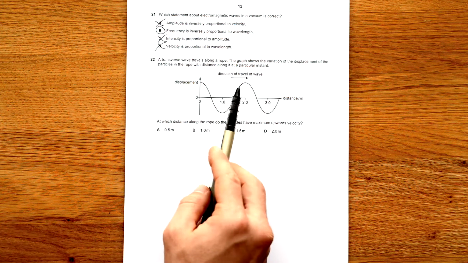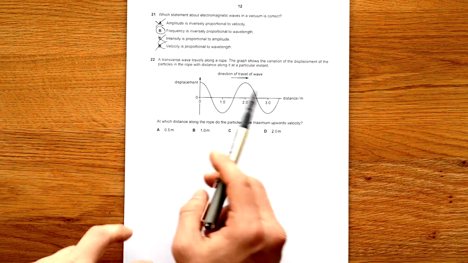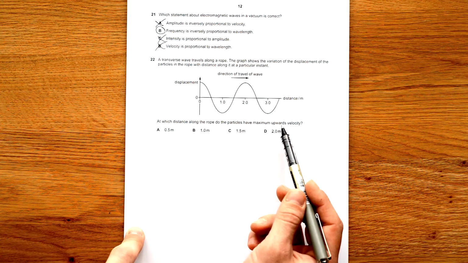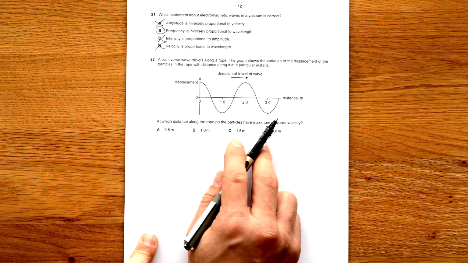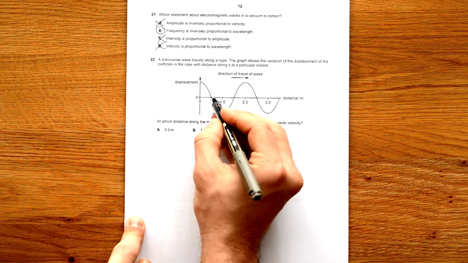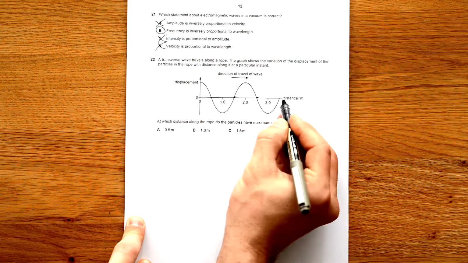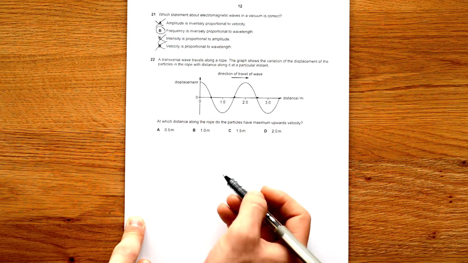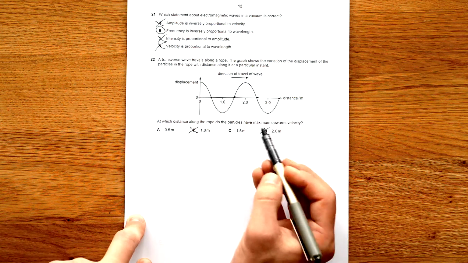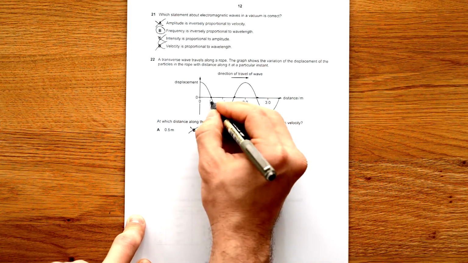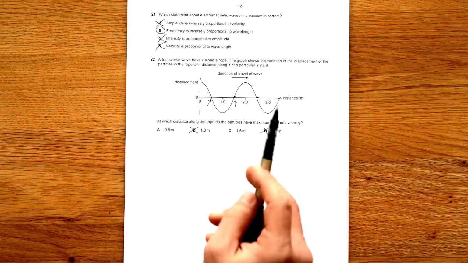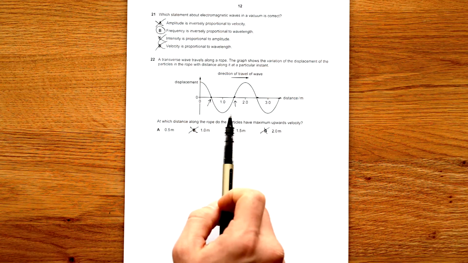A transverse wave travels along a rope. The graph shows the variation of displacement. Okay, at which distance along the rope do the particles have maximum upwards velocity? So we have a displacement time graph. Now we know the particles are going to be moving fastest at these points here. So it's not going to be at the peak, so it's not B and it's not D. Question is, is it at this point here or this point here? Bit of a tricky one. We want the particles to be moving upwards.